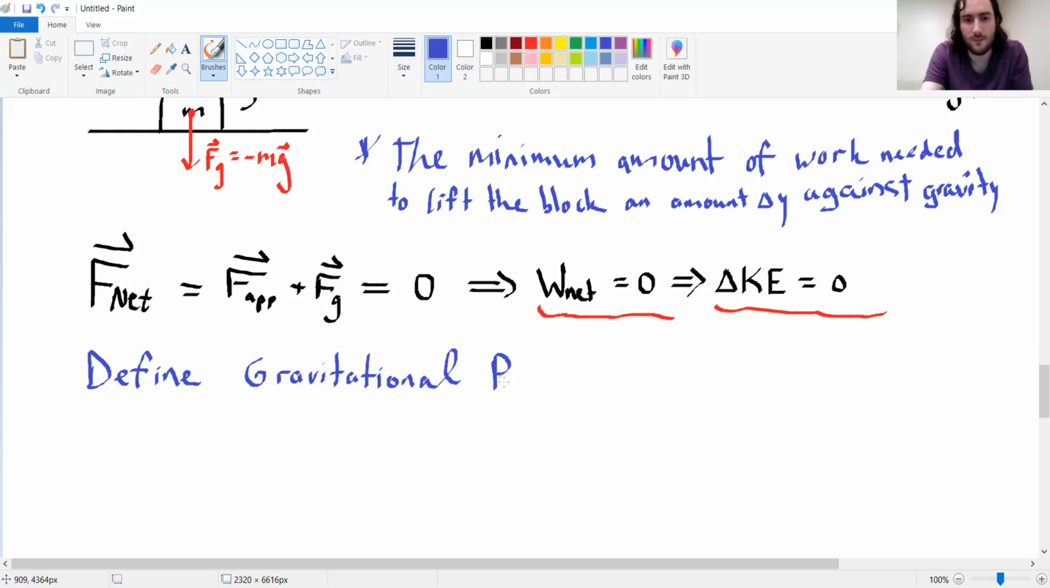Let me go ahead and say PE for potential energy as being equal to mg delta, oh, well, let's use mgh here for a second. So the potential energy here for this situation, the gravitational potential energy, is mgh.